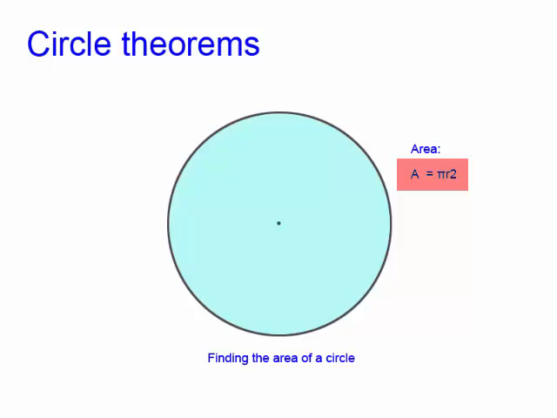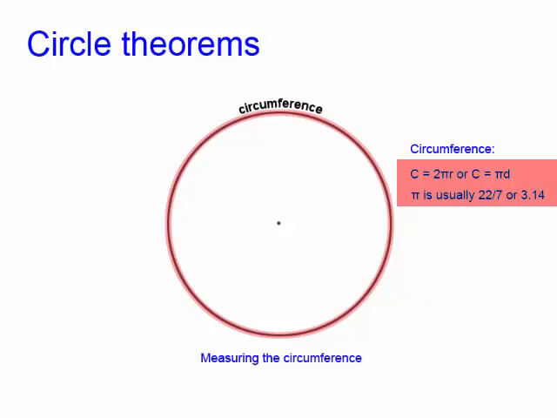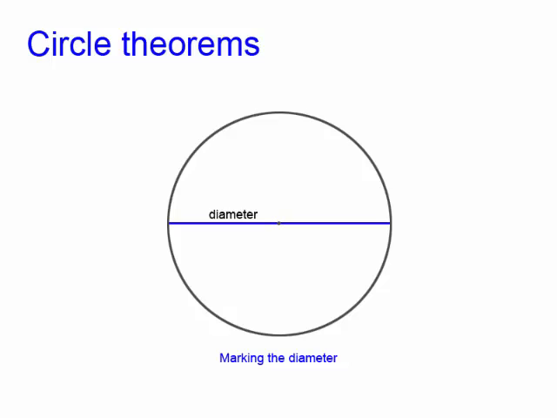To find the area of a circle, we use the formula A equals pi r squared, where pi is usually taken as 22/7 or 3.14, and r is the radius of the circle. The length of the circumference of the circle can be calculated by using the formula c equals 2 pi r, or c equals pi d.